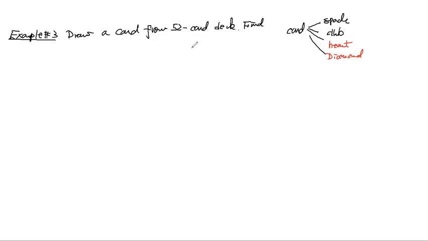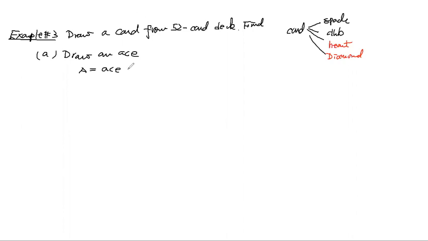Okay, so now I want to find the probability. Part A is here. I'm going to draw an ace. So every time I draw a card, my event A is an ace. How many elements do I have here? I have 4 different kinds of aces, right? I have a spade, club, a heart, and the diamond.